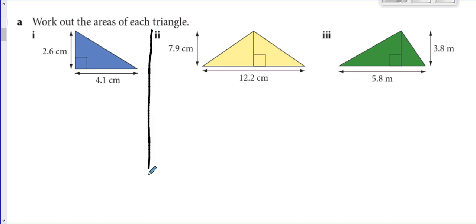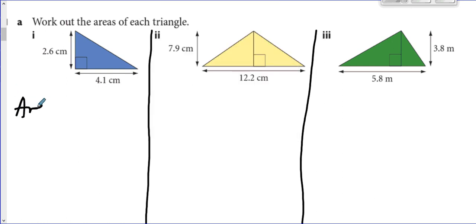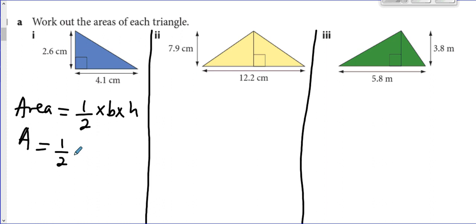So we have Roman 1 there, Roman 2 there, and Roman 3. So how do we find the area of a triangle? By the formula we say area equals a half times base times height. So area will be equal to 1 over 2 times base. Base is this side here, 4.1, times height, which is this side there, 2.6. Now you can see that the 2 and 2.6 can be simplified. So go ahead simplifying that. This will be equal to 1.3.